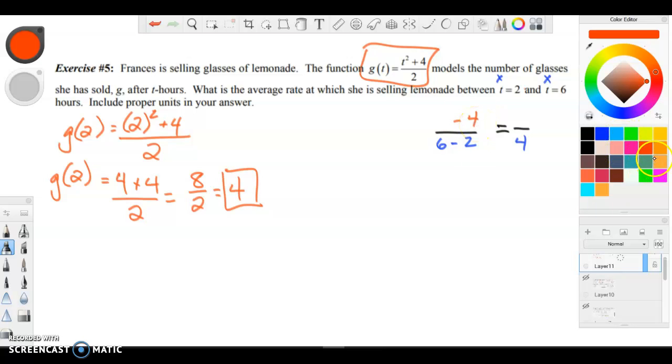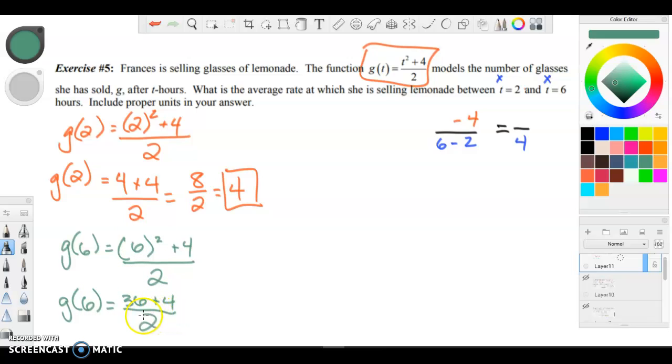What happens when I plug in 6 instead? g of 6 is equal to 6 squared plus 4, then we'll divide by 2. So g of 6 is equal to 6 squared, which is 36, plus 4 divided by 2. This is 40 divided by 2, which equals 20. So when I plug in 6, I get 20.